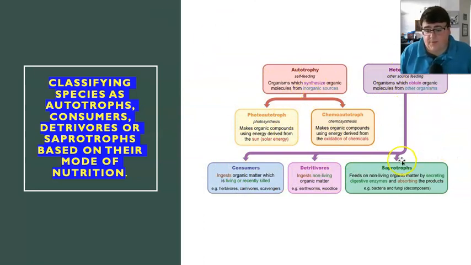In terms of organisms being split into consumers, detritivores, or saprotrophs, these are all organisms that obtain their organic molecules from eating other organisms. Consumers ingest organic matter that's living or very recently killed. Detritivores ingest non-living organic matter, whereas saprotrophs will feed on non-living organic matter from organisms that are long dead, and they do this by secreting digestive enzymes and absorbing the products of those enzymes. We'll look at all of these in detail, but this is how you can use this flowchart to separate these different organisms based on the way that they feed.